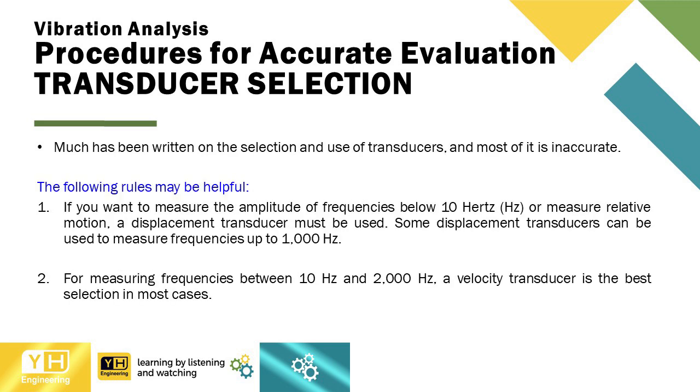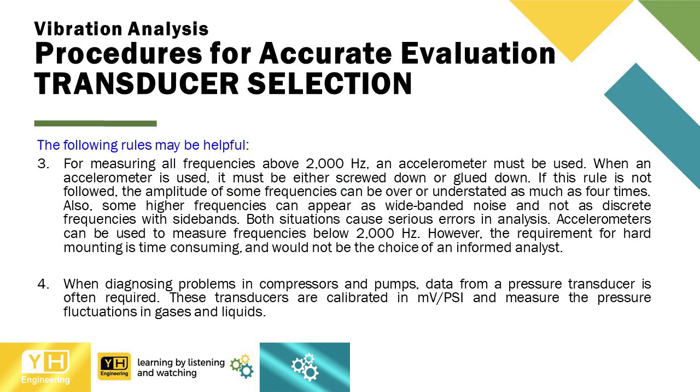Much has been written on the selection and use of transducers, and most of it is inaccurate. The following rules may be helpful. Number 1, if you want to measure the amplitude of frequencies below 10 Hz or measure relative motion, a displacement transducer must be used. Some displacement transducers can be used to measure frequencies up to 1000 Hz. Number 2, for measuring frequencies between 10 Hz and 2000 Hz, a velocity transducer is the best selection in most cases. Number 3, for measuring all frequencies above 2000 Hz, an accelerometer must be used.